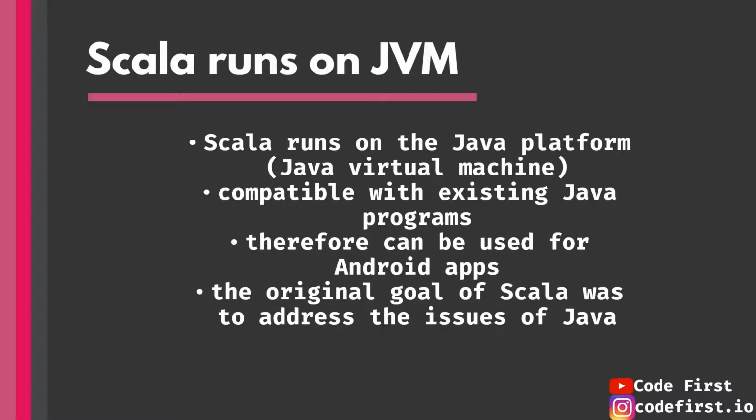Scala runs on the JVM, the Java virtual machine. It has the Java runtime, making it compatible with existing Java programs. It was initially born because it sought to address the issues of Java. Scala was just a better Java, the same way Kotlin was also introduced to be a better Java. You can use Scala with existing Java code, and you can use Scala for Android apps as well, because Java is used for Android. When you have an Android app that requires some functional programming that Java does not provide, you can go for Scala, and that would be a good idea.